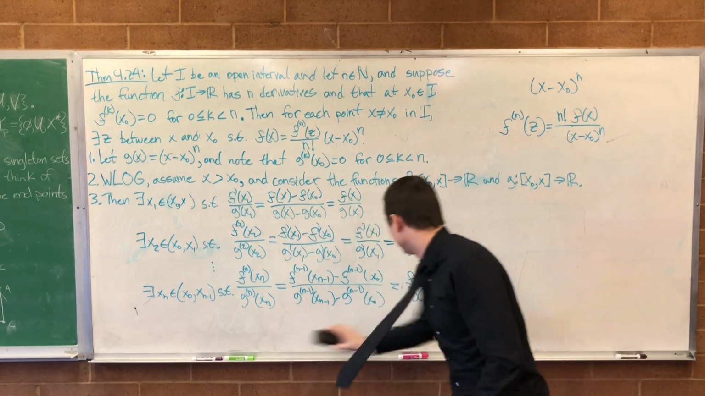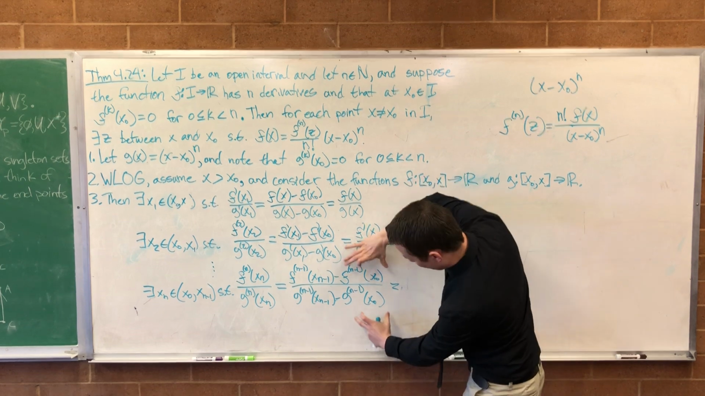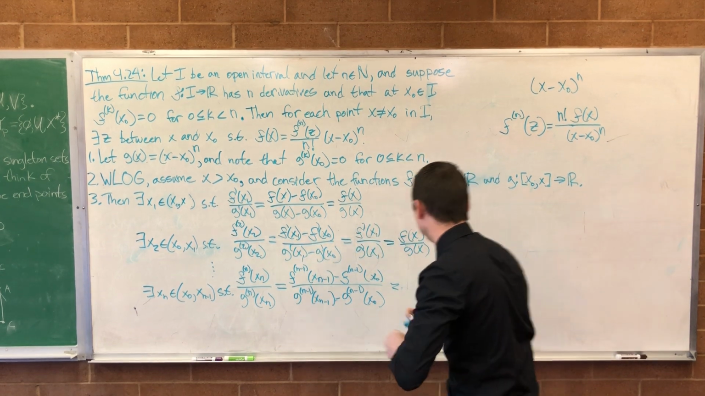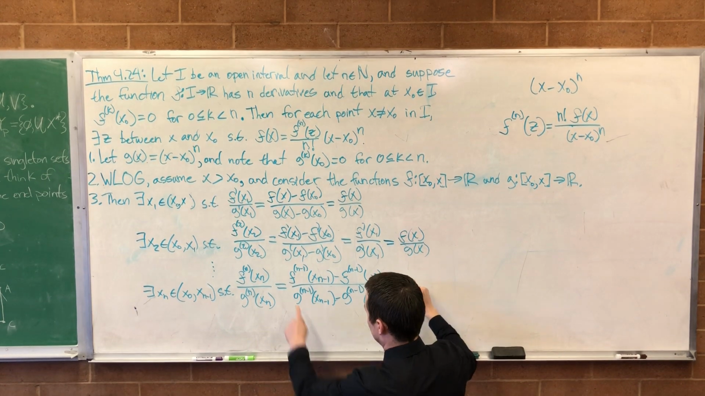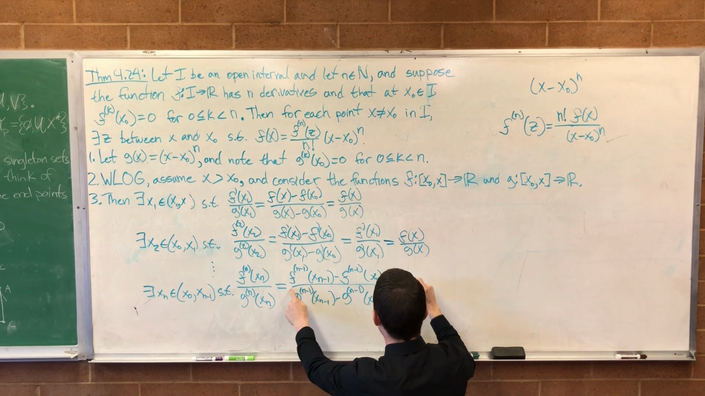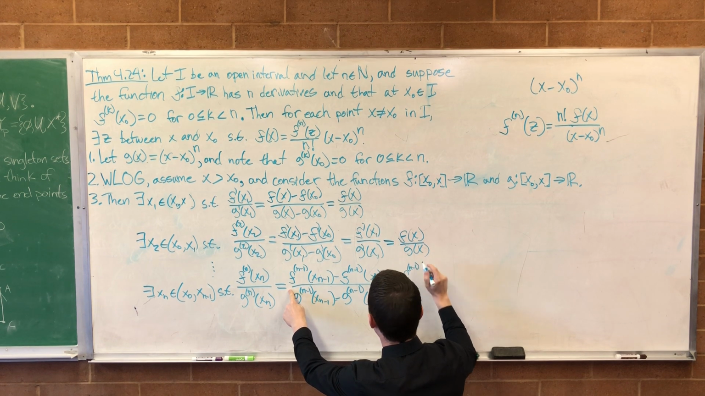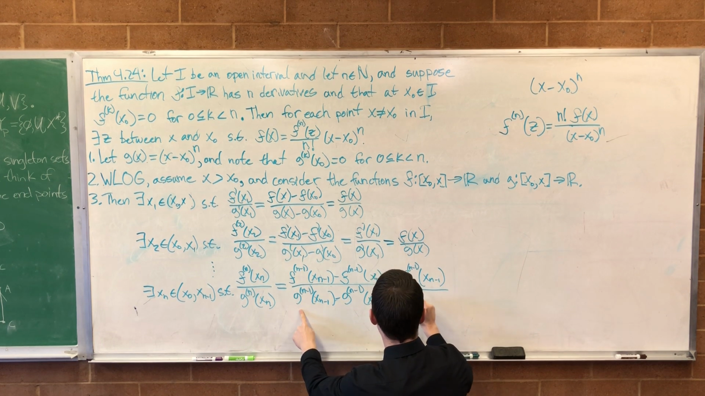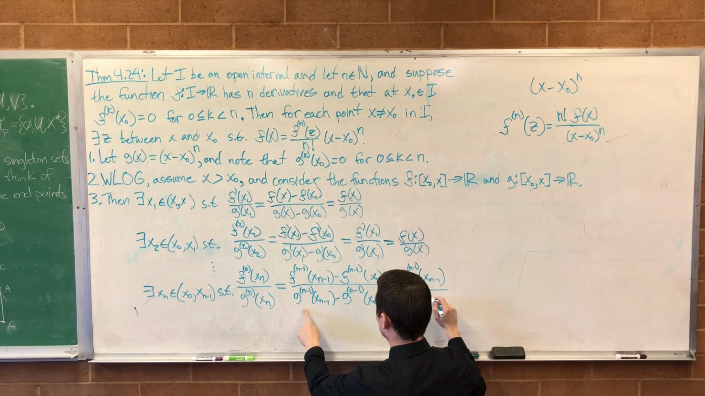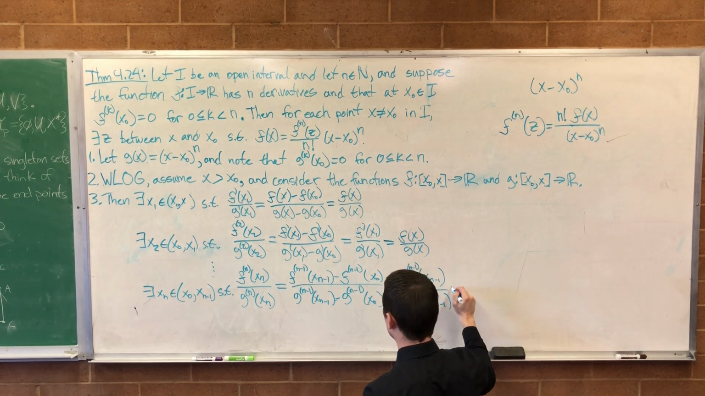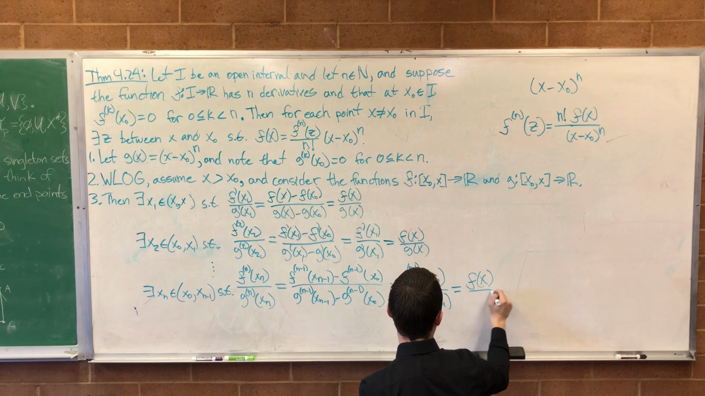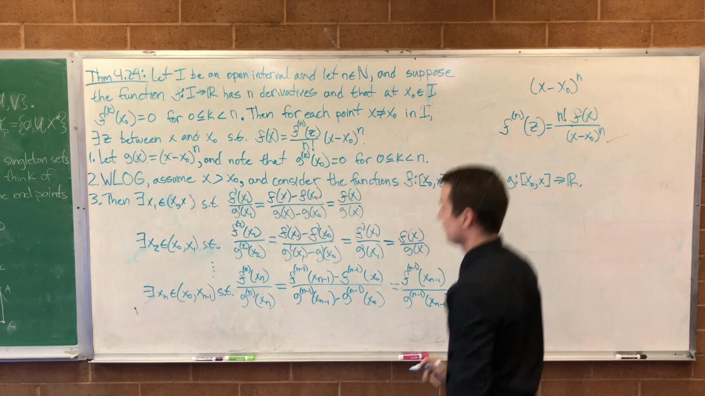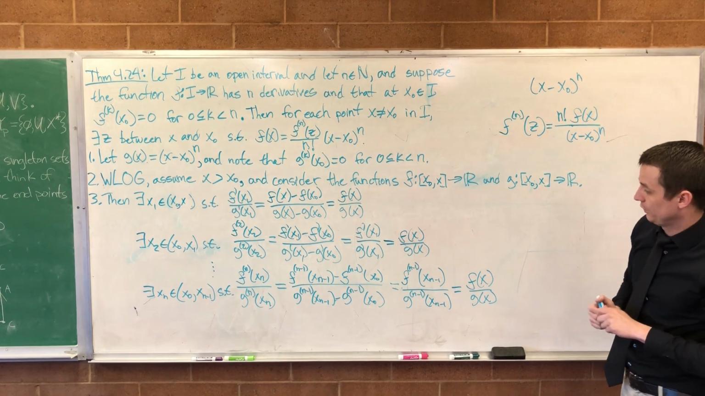You good with that? Oh, I need to write one more step. Sorry. We know that these two are 0, so that leaves us just this, and then that's equal to f of x over g of x. So this term's just going to be 0, so we're just left with the n minus 1 derivative of f at x sub n minus 1 all over g's n minus 1 derivative at x sub n minus 1, and this is going to equal f of x over g of x. That's what it would look like if we carried it out.